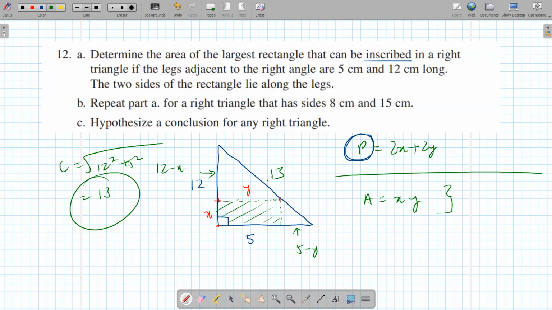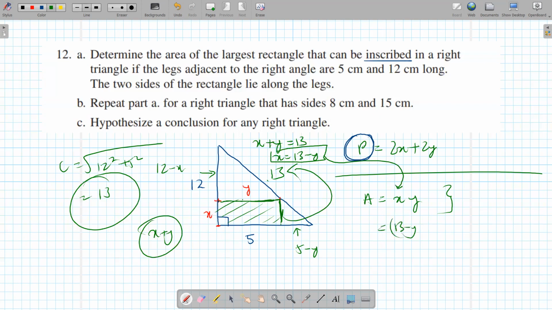The sum of x and y, when you add this side and this side, you're going to get the hypotenuse. X plus y is going to be 13. And this is going to give us an equation. X will be 13 minus y. Plug that in here: 13 minus y times y. That'll give you 13y minus y squared. That's just A, right? What's going to be A prime? 13 minus 2y.